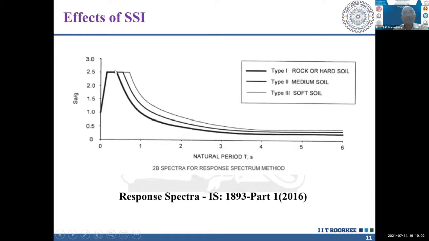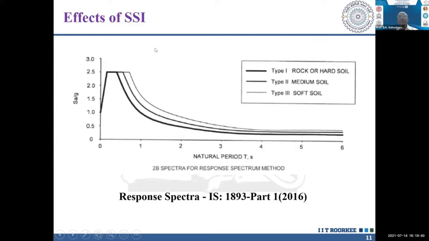Suppose my natural frequency of the system is 2.5 hertz, then the natural period will be 0.4 seconds. As a result, this Sa by g will be here. But if I consider soft soil below the structure rather than a fixed base structure, then the natural frequency decreases due to the flexibility of the soil. Let's say the natural frequency decreases to 0.5 hertz, that means the natural period is two seconds. And for this natural period, you get this Sa by g, even for soft soil, as one. So it comes down from 2.5 to one.